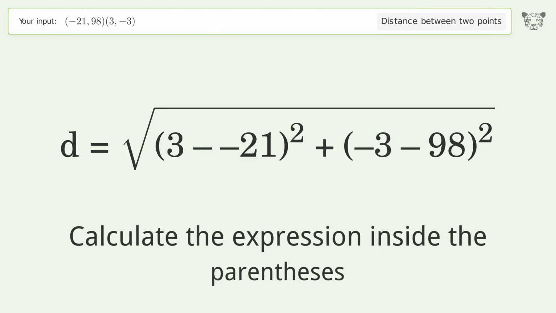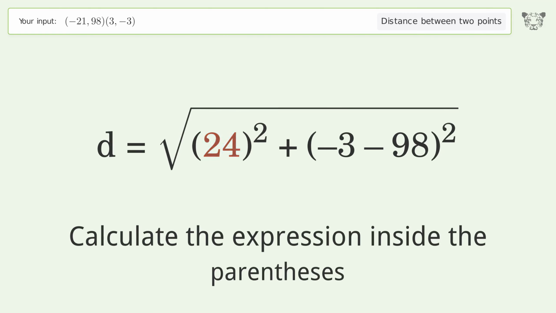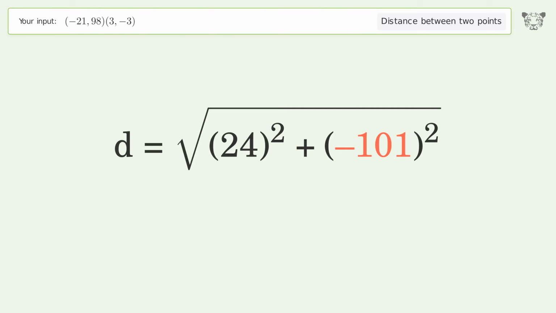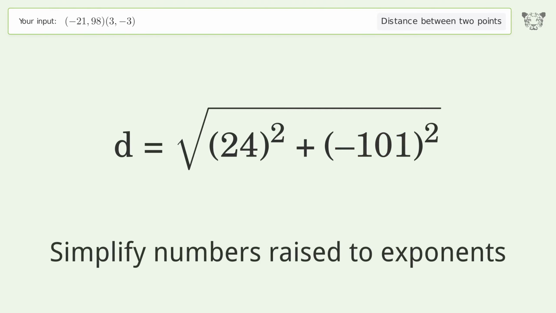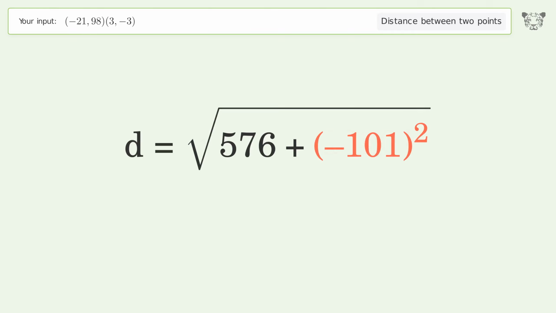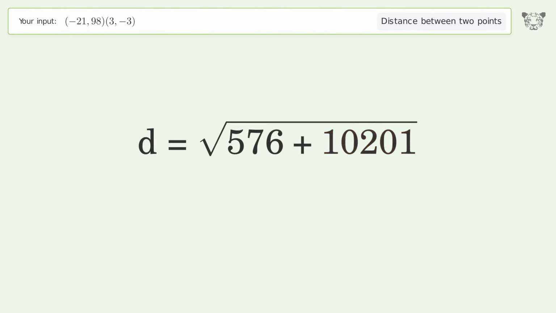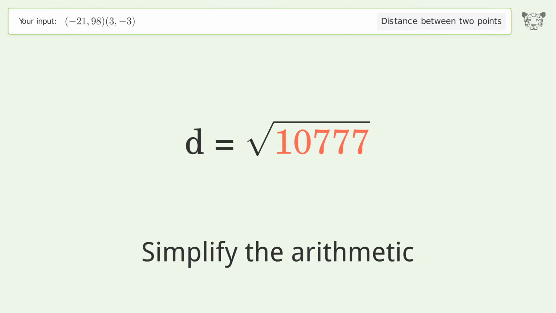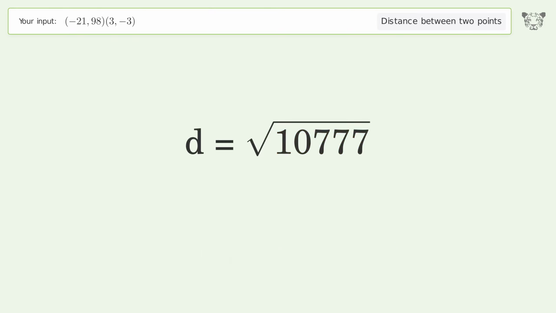Calculate the expression inside the parentheses. Simplify numbers raised to exponents. Simplify the arithmetic. And so the distance between the 2 points is the square root of 10,777 or 103.812.